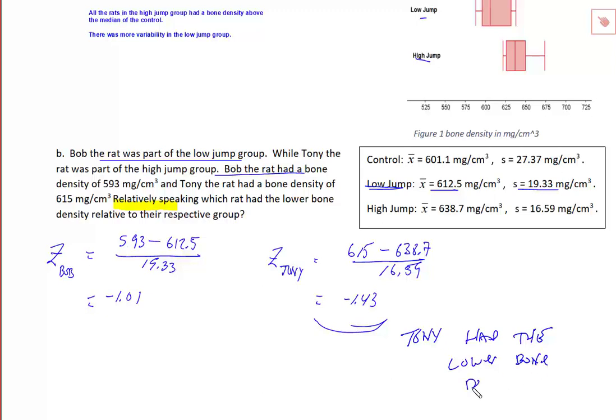So one thing the z-score allows us to do is compare these numbers within each group. Obviously, Tony has a higher bone density than Bob, but relative to their respective group, Tony now is lower because Tony is further below average. So here's -1, Bob is right here, and here's -2, and Tony is further away from the average, at about 1.5. So there is Tony right there. There's Bob. So Tony has a lower relative bone density.